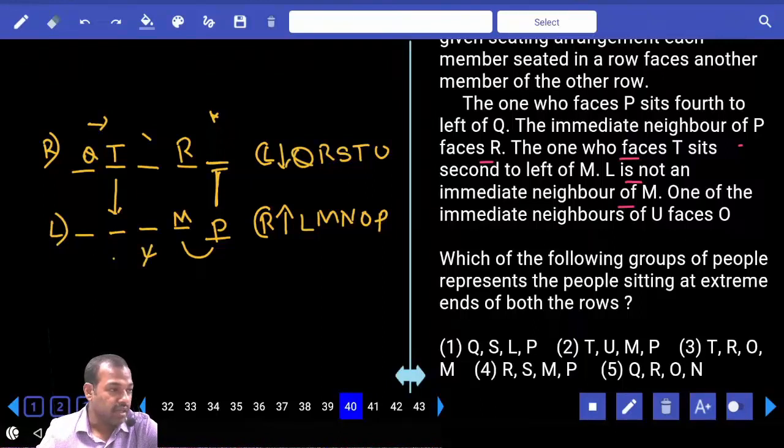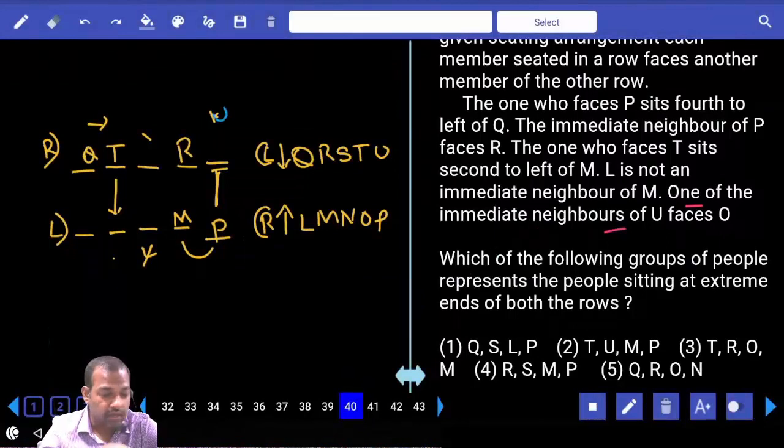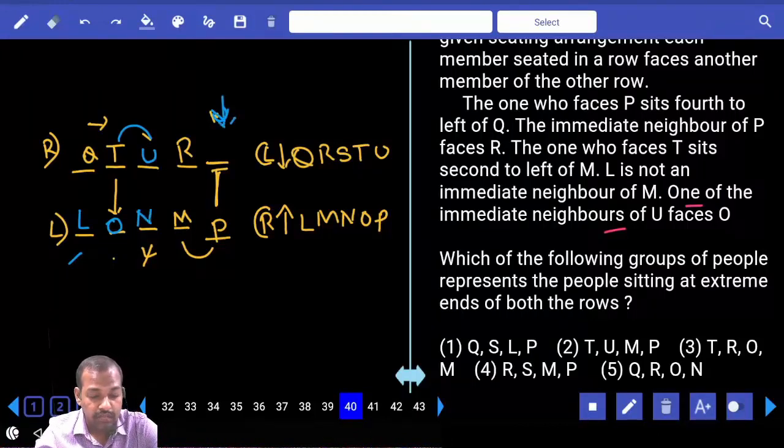That means L will not come here. Next one. One of the immediate neighbors of U faces O. Now tell me, can I take U here? No. Can I take U here or not? The immediate neighbor of U faces O. That means O has to come here. Now tell me, L has to come here or not? Then who is the remaining person facing north here? N has to come here. Tell me the person who is facing south here. Yes, that's it.